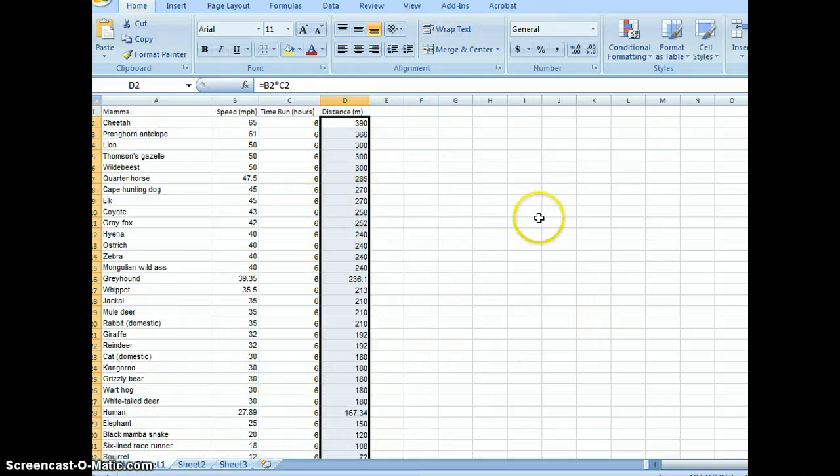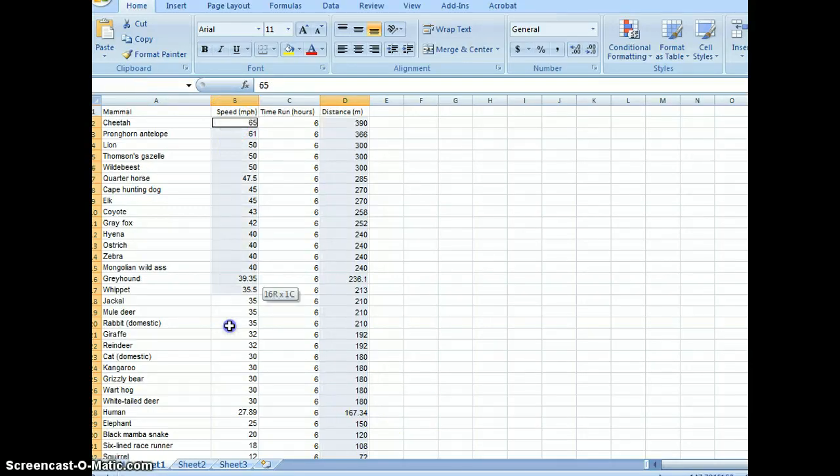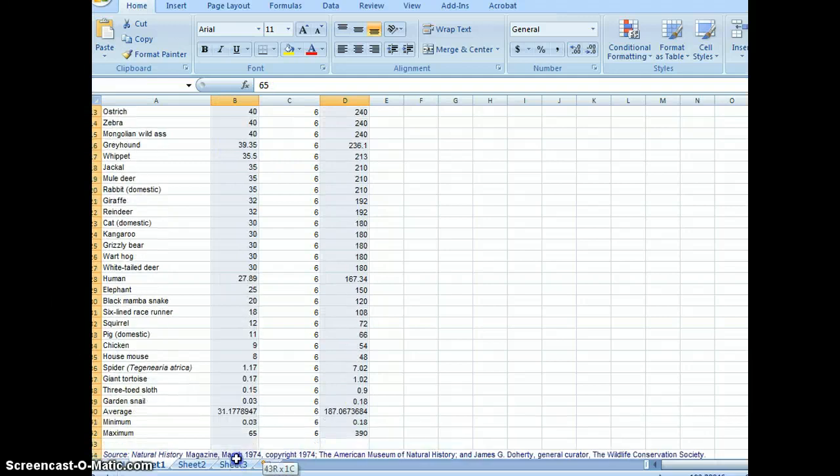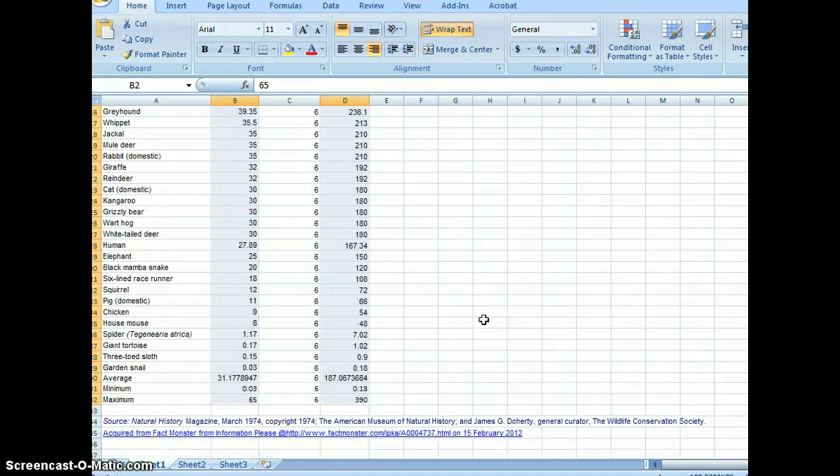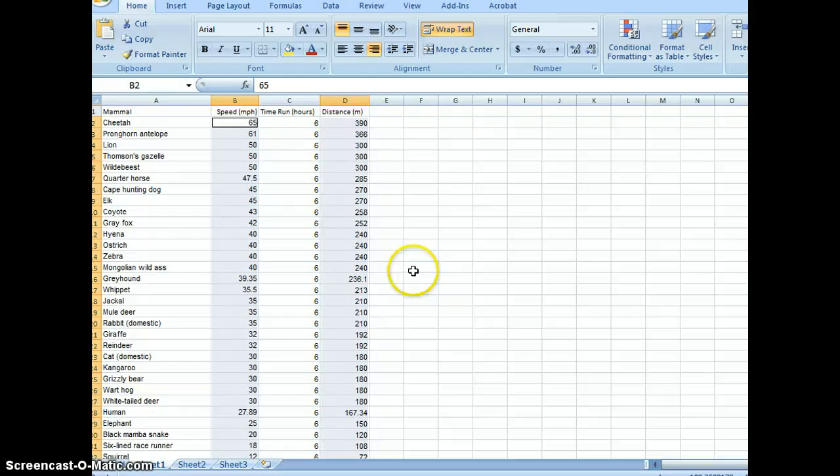The trick to highlighting two separate ranges that aren't next to each other is to hold the control key. So I've just highlighted distance, all the numbers in the distance column. I am now going to hold the control key down and then highlight all the numbers in the miles per hour column. So now I have two columns that aren't next to each other highlighted. Isn't that magical? So to define the number of decimal places, you go up here to this toolbar area.